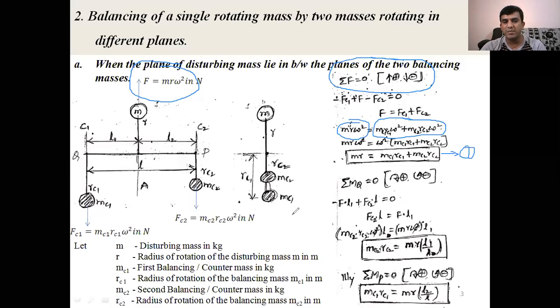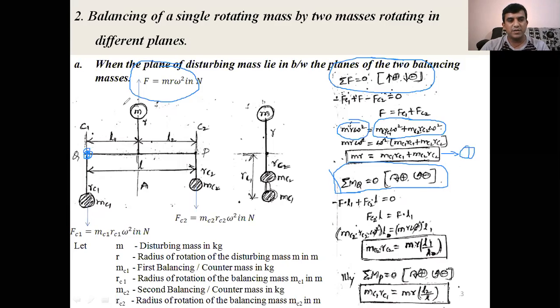Then you go for dynamic balancing: the vector sum of all the moments about an arbitrary point. Here, which arbitrary point do you consider? First I'll consider point Q. The vector sum of all the moments about an arbitrary point Q is equal to 0. Now what sign convention do we use here? Clockwise moments are positive, counterclockwise moments are negative. Now what is the moment? Moment is nothing but force into perpendicular distance.